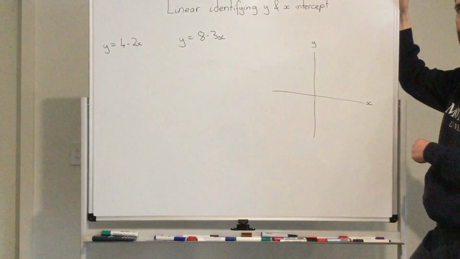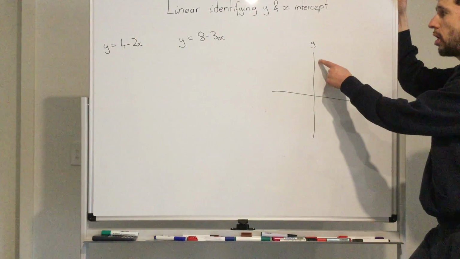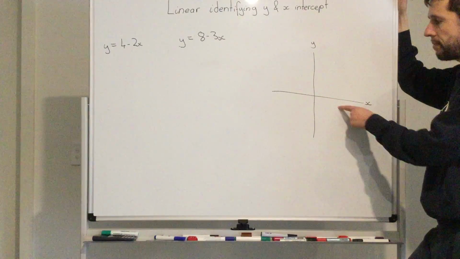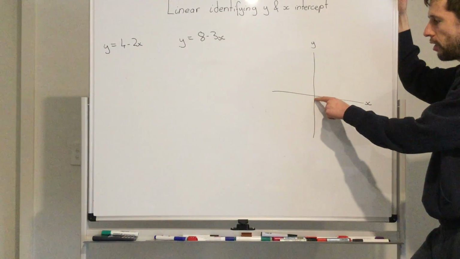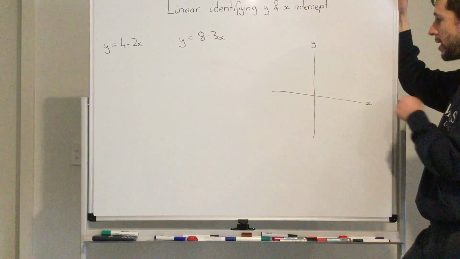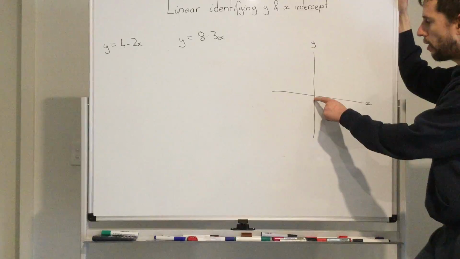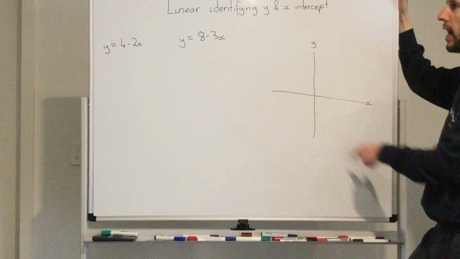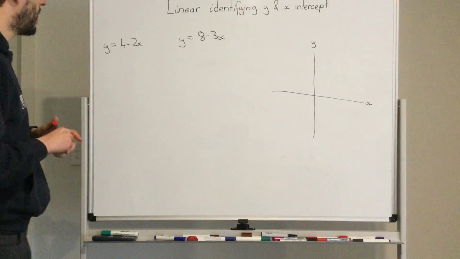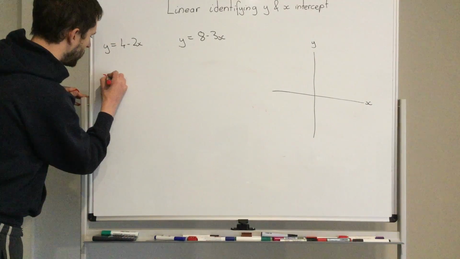So if we are thinking about our equation, and I would like to find the x-intercept, the first thing I need to think about is that to get the x-intercept, y must be 0 to find where it is on the x-axis. And if we are wanting to find the y-intercept, x must be 0 for it to be somewhere along the y-axis. So with y equals 4 minus 2x, let's start with finding the x-intercept.